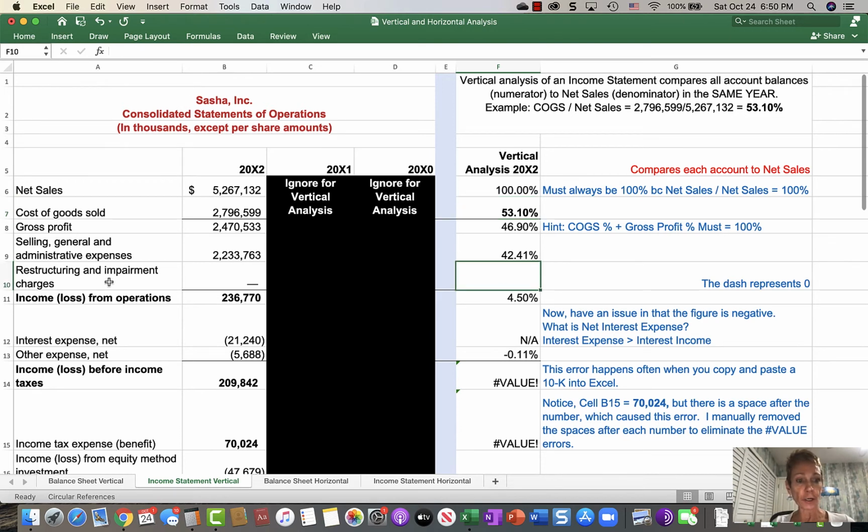We see that we have restructuring and impairment charges. Again, the dash represents the number zero, so we could change that dash and put in a zero, and we will end up with 0% over here. It did not, but zero divided by anything is going to be zero. So the answer here is a zero. Somehow it's stuck on its dash. So I'd have to go in and do a little more manipulation, but I don't think I need to do that for the purpose of this video.